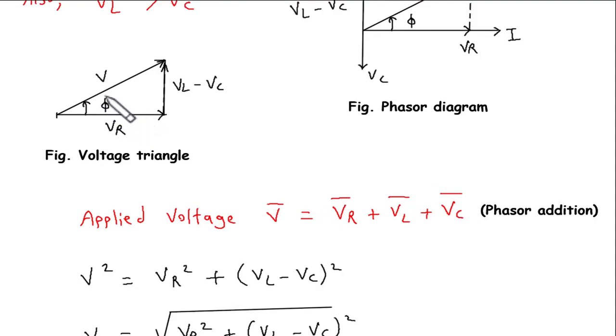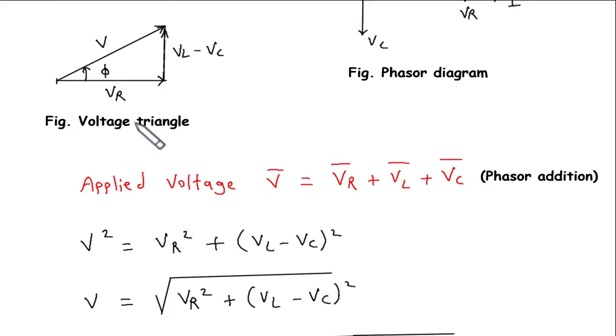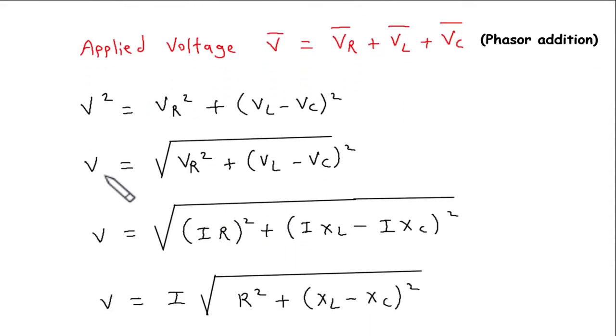Now this is a right angle triangle, so we can apply Pythagoras theorem here. This will be the hypotenuse. This will be the opposite side of this angle, and this will be the adjacent side. So hypotenuse square, that is V square, is equal to VR square plus VL minus VC whole square. So V is equal to under root of VR square plus VL minus VC whole square.